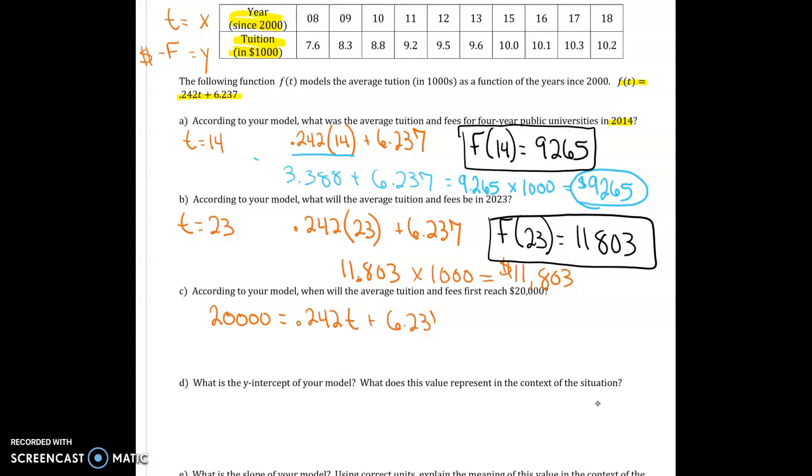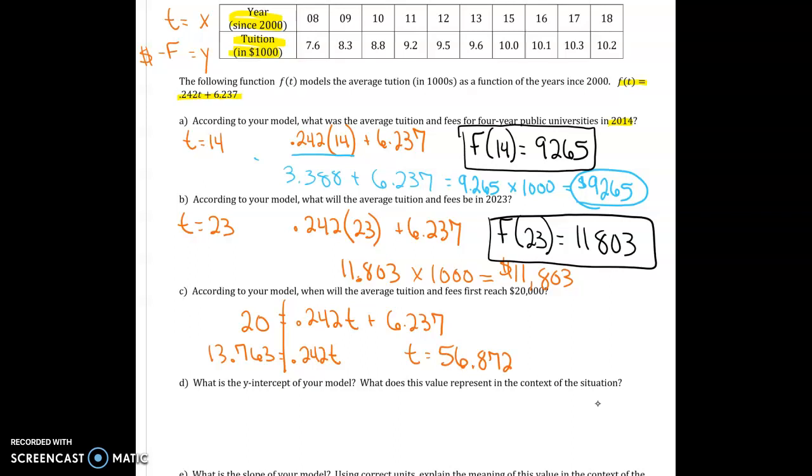And then again, it's always great to have a calculator with all these decimals. So the first thing I need to do is realize that this 20,000 is probably not what I want, because this equation isn't built for 20,000. So now what I'm going to do is divide my 20,000 by 1,000, and that number turns into 20. And so now I can go about getting x or t alone. So the first thing I'm going to do is subtract that 6.237 number, which gives me this. And now to get t alone, I'm going to divide by that 0.242 decimal value. And when I'm done, I get this.